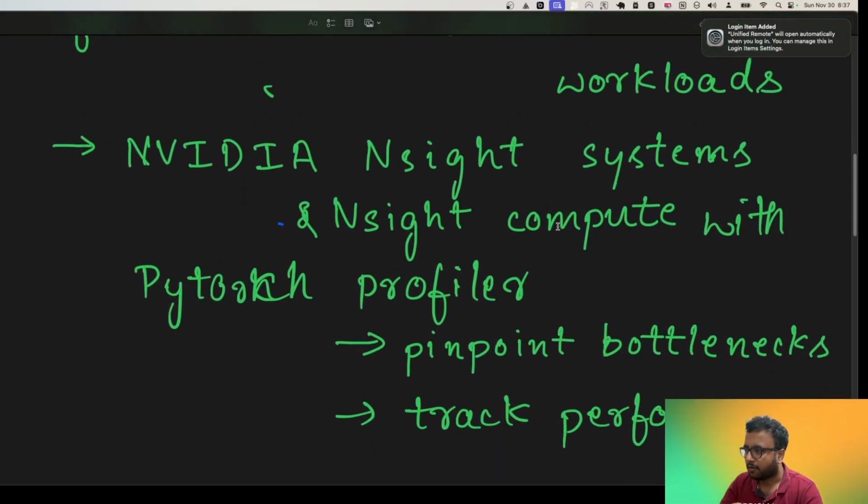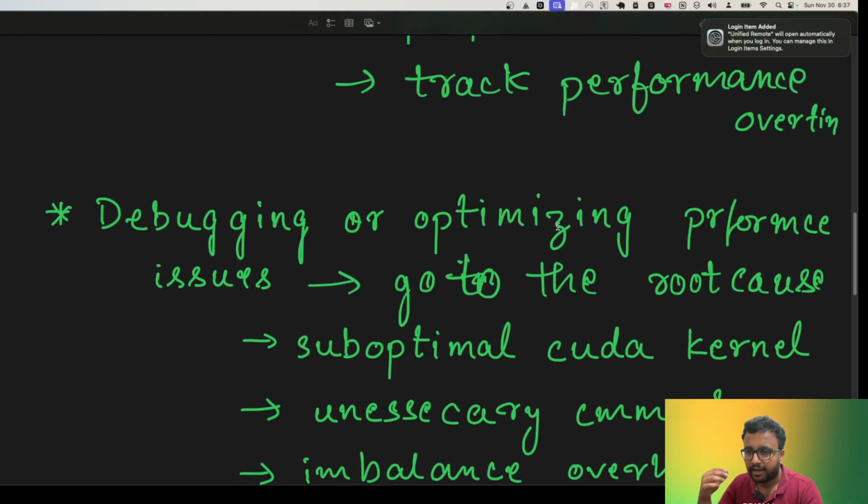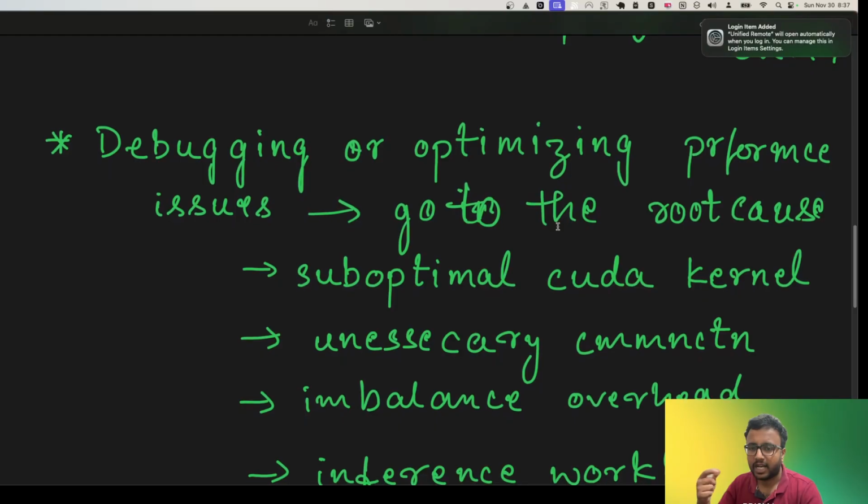He should be able to pinpoint the bottlenecks or track performance over time, using NVIDIA Nsight Systems or NVIDIA Nsight Compute with the PyTorch profiler. I will come to this in later stages. I am just explaining in simple terms now. Later I will explain it in a detailed way.